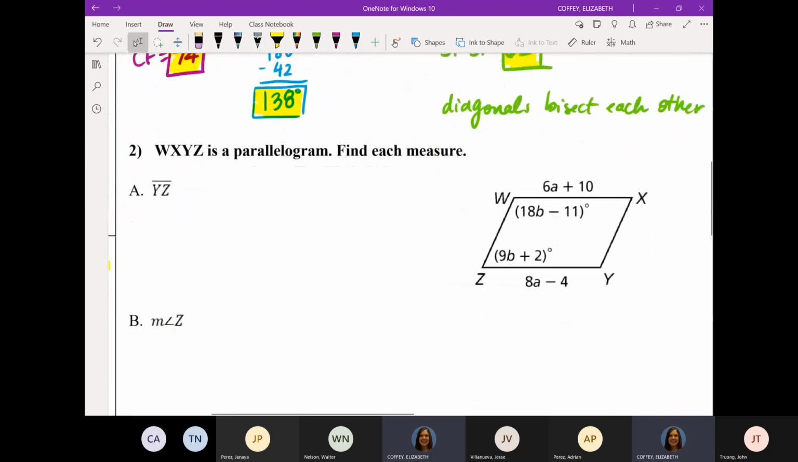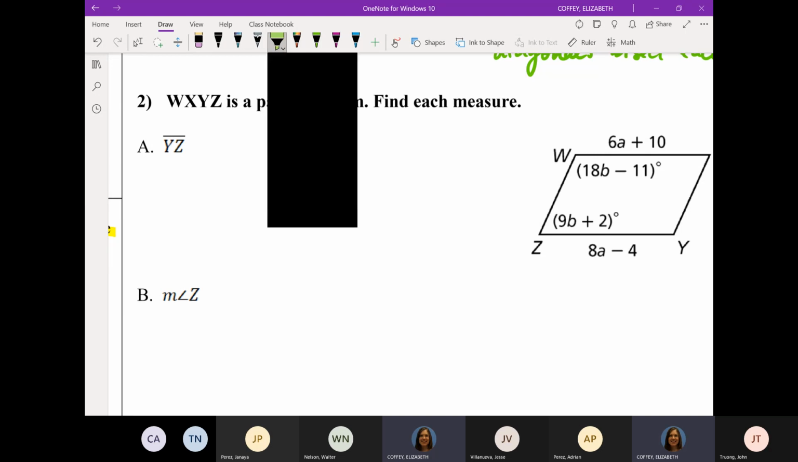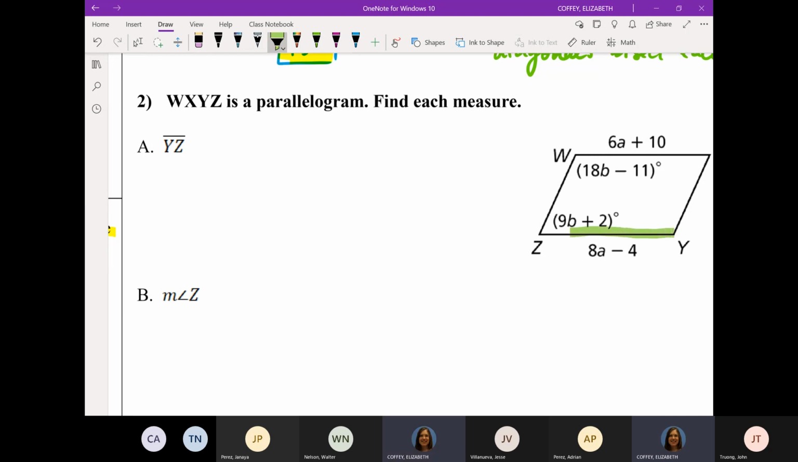Number 2. We have to find each measure here. This is a parallelogram again. YZ, the first one we're looking for, and the other one is the measure of angle Z. As you notice, we have some variables here, so we know we're going to have to do some algebra and solving. Okay? So I want to find YZ. I'm going to highlight that, which means I need to find the variable A.